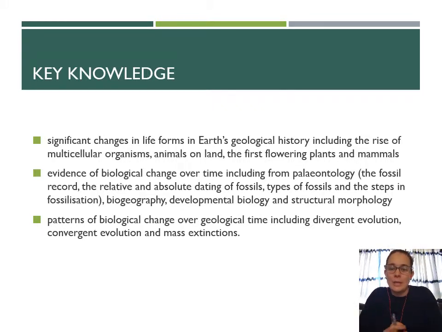We're going to be looking at geological history, so the rise of multicellular organisms from unicellular organisms previously, so how we combine these multicellular organisms to create animals that live on the land. We're looking at plants, the ones that were flowering, so different forms of reproduction. We're looking at mammals and all different types of animals within this category as well.